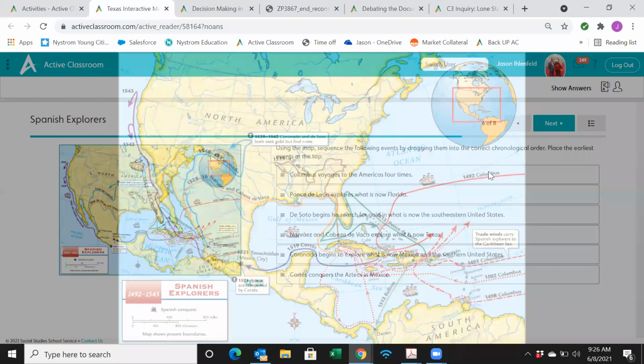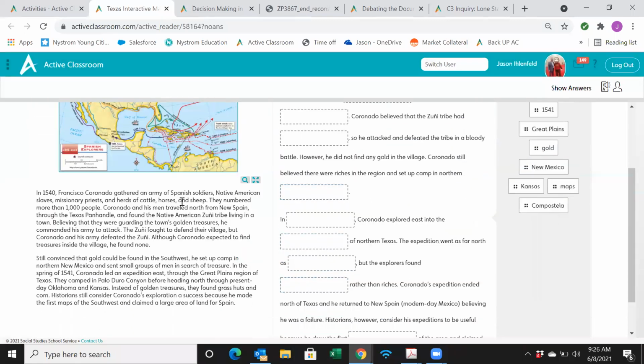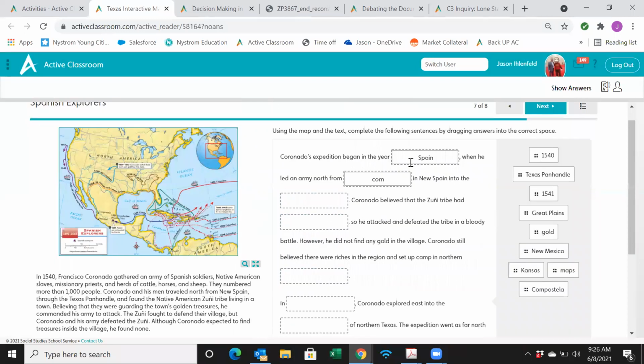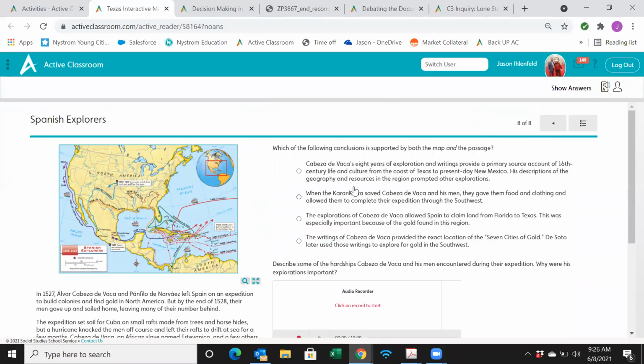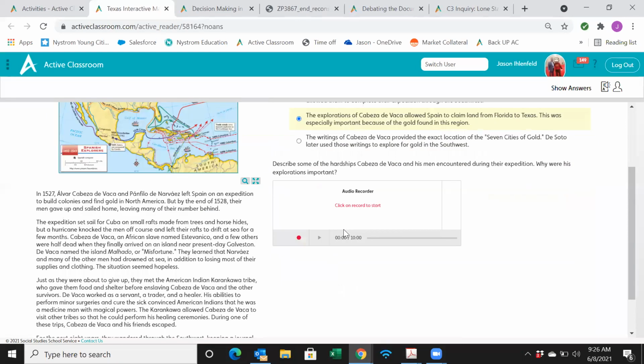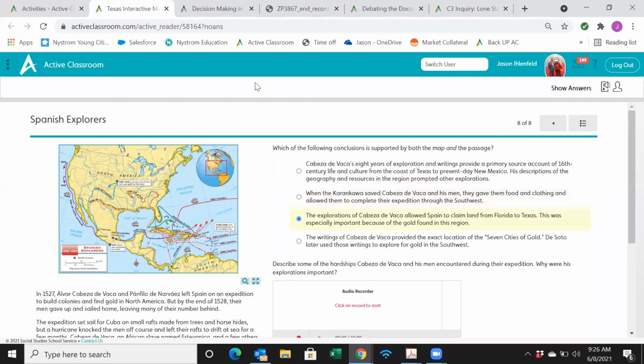And so some things you can check out here. And then this one, they're going to be doing some dragging and dropping with this. And this one has a reading passage and a map. So good practice for those STAAR assessments when they've got the reading and map kind of paired together. Again, this one has a place where the students actually record themselves. So you might want to check some of those out.